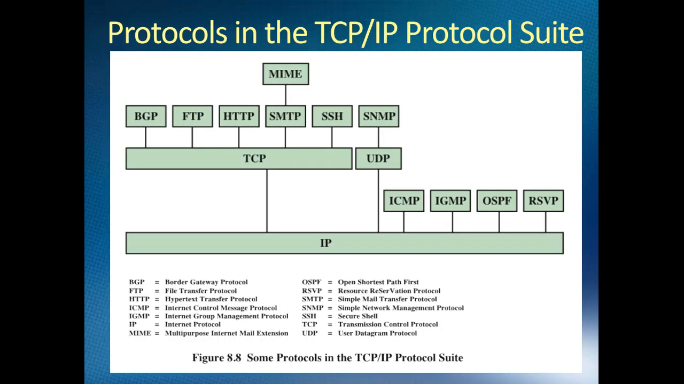So here we have the protocols in the TCP/IP protocol suite. As you can see here, please, you need to know these names. The protocols that rely on IP are these protocols. These are routing protocols, by the way. OSPF, IGMP, and ICMP is also another protocol. Now, protocols that rely on TCP are SMTP, SSH, FTP, and BGP. The protocols that rely on UDP, you are given one example, which is SNMP, Simple Network Management Protocol. SMTP is for email, and it relies on TCP. Even MIME, which is Multipurpose Internet Mail Extension.